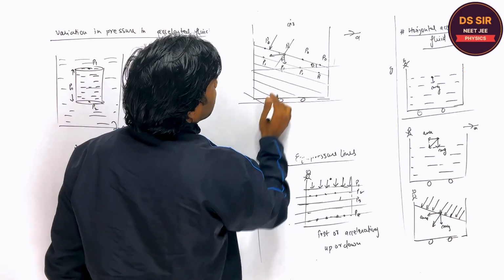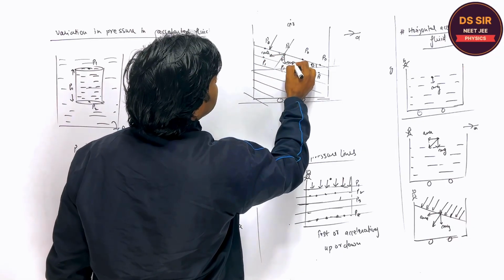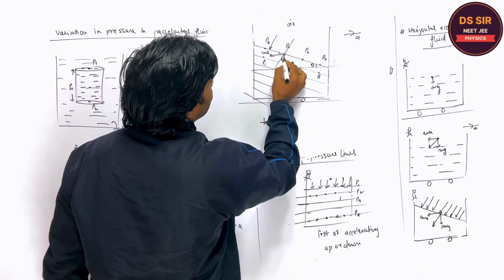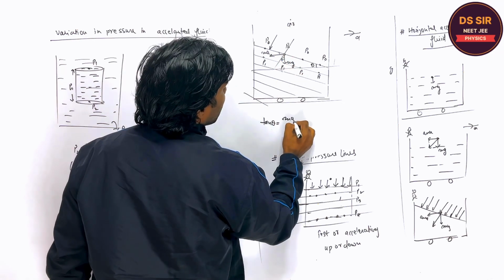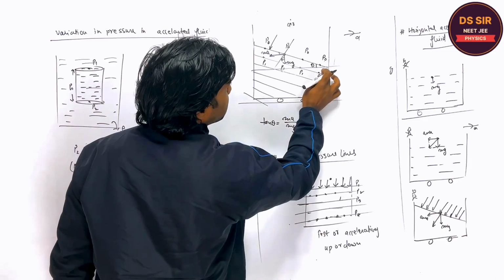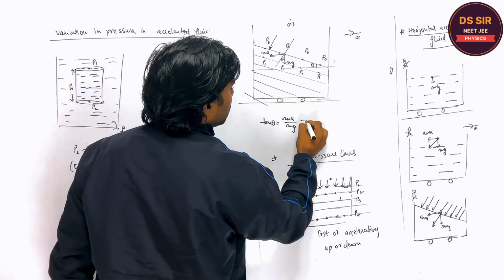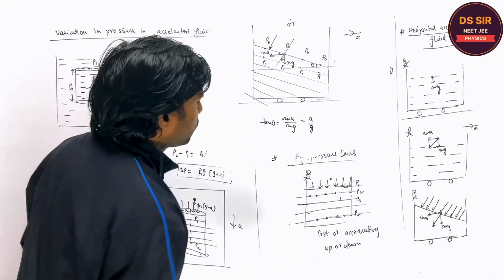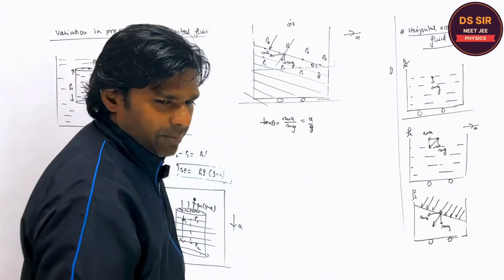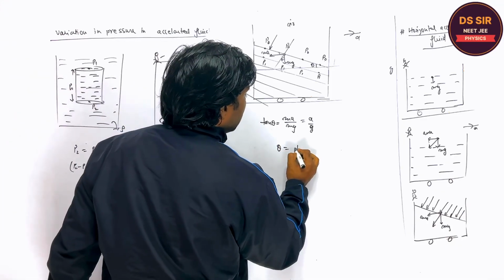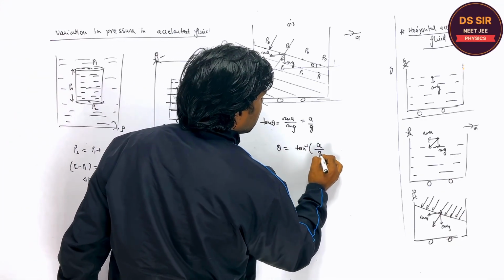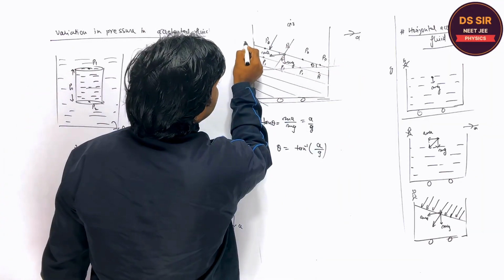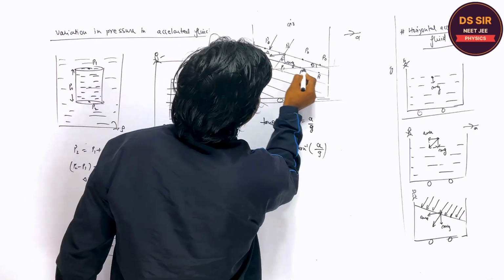So what is the theta? This is ma and this is the mg. So tan theta is equal to what? Tan theta is equal to ma upon mg, and this is the angle made by the surface with the horizontal. So tan theta is equal to a by g. So theta is the angle made by the horizontal with these equipressure lines. These are the equipressure lines. Is it fine or not?